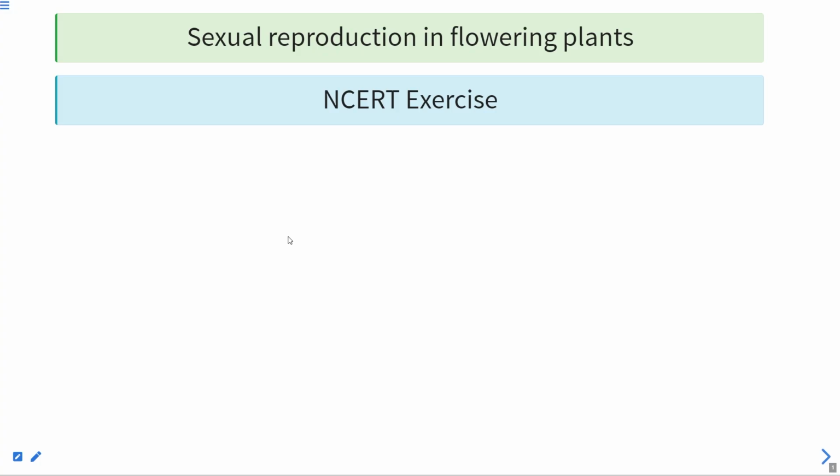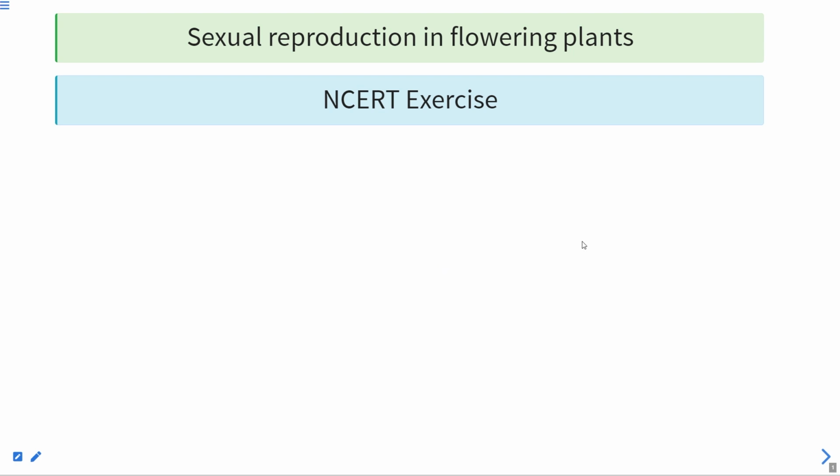Hello everyone and welcome to the biology lecture series, and today we'll be discussing the NCERT exercise for the topic sexual reproduction in the flowering plants. So I hope you know all the concepts which are included in this chapter. This will help you solve the exercise.